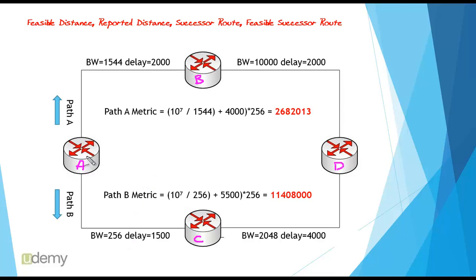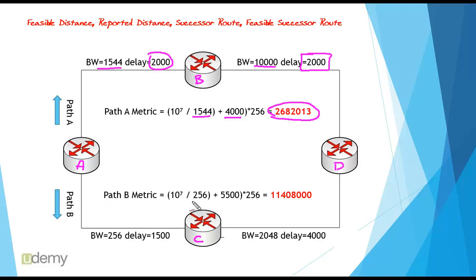Now router A calculates the metric for path A. In this path, as you can see, this is the least bandwidth between these two bandwidths. So router A puts it in the formula. And the delays are accumulated: 2000 plus 2000 would be 4000. And the formula is complete now, and the result is, as you can see, this.